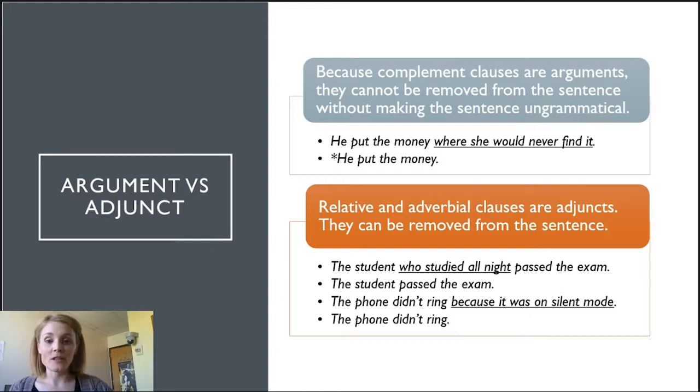Same with adverbial clauses, like in the example, the phone didn't ring because it was on silent mode. Because it was on silent mode is an adjunct, it's an adverbial clause, and we can remove it from the sentence and still have a grammatical sentence. The phone didn't ring.